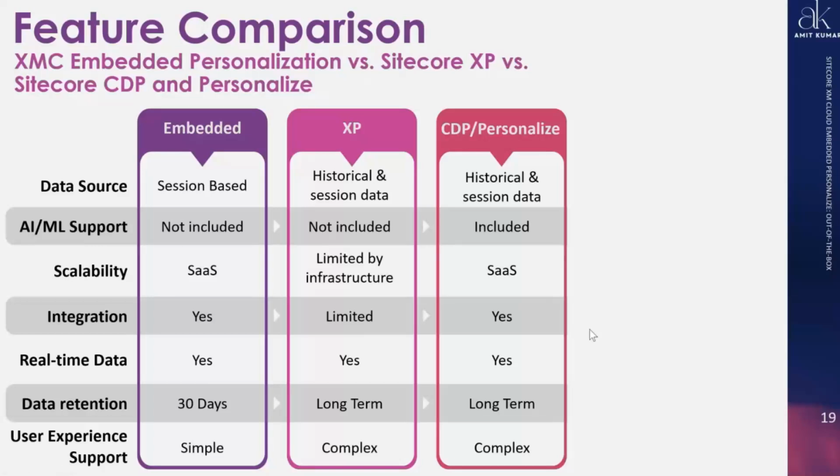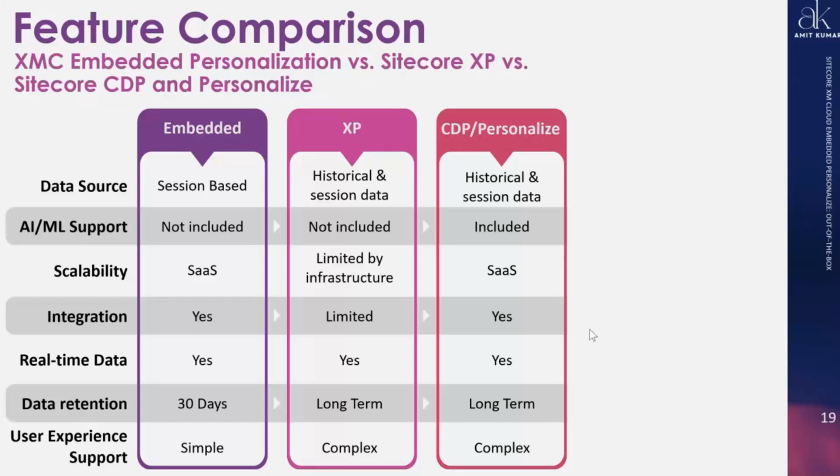And in XP, you remember that we are using the XConnect XDB, right? So we can store a large amount of data there, and then we can utilize that to build any sort of personalization experience because you are having the historical data there. But here you do not have any access to creating a different segmentation or data of more than 30 days. In CDP and personalize, you can utilize that.